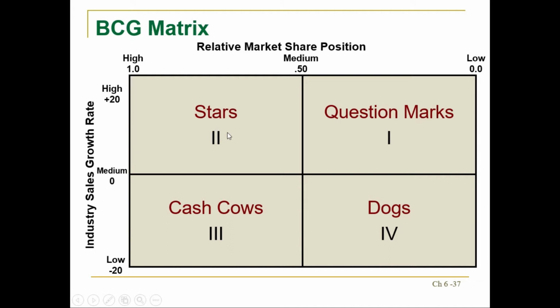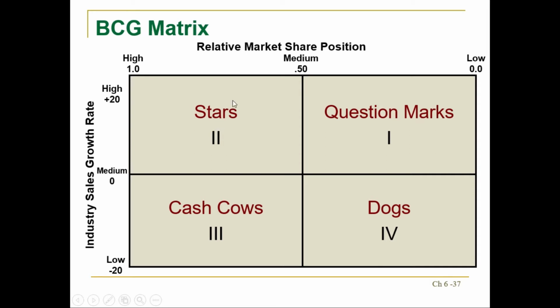In the second quadrant there is a star, in the third quadrant there is a cash cow, and in the fourth quadrant there is a dog firm. It means that if a firm is lying in this second quadrant, it would be called a star firm. What would be the star firm?